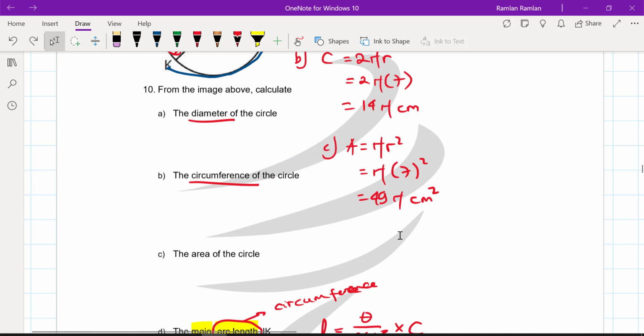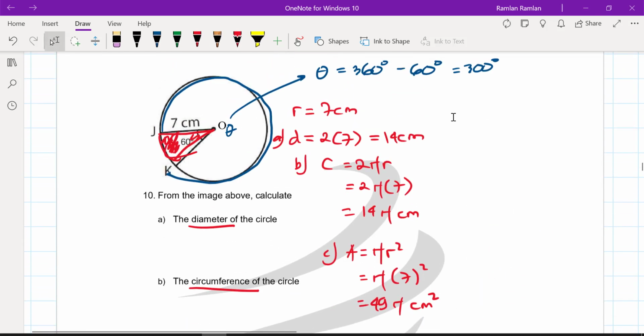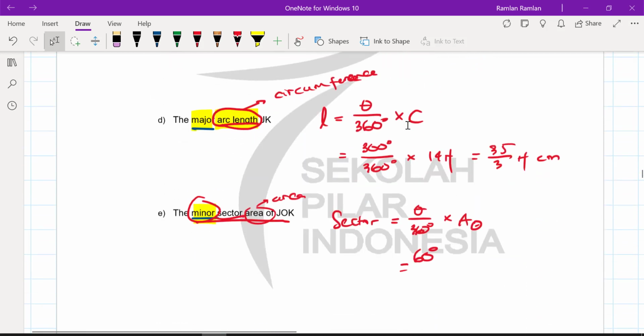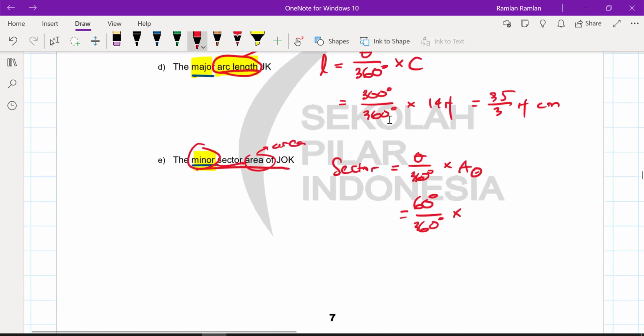Since we are looking for the minor one, we're going to use the 60 degrees. Let's go back again here. So this is 60 degrees over here, right? Then divide this by 360 degrees and multiply it with the area. The area is 49 pi centimeters squared. It'll be 49 pi, and then just put all of this into the calculator. It'll be 49 over 6 pi centimeters squared. That's it.